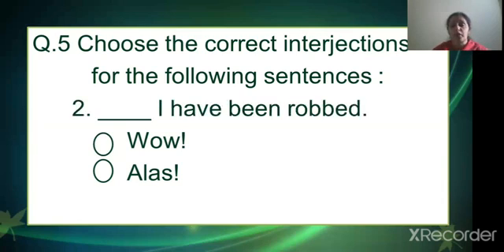Dash, I have been robbed. So you're sad, you're feeling really bad, you're in grief that you have been robbed. So what is the interjection you're going to use here? Yes. Alas, I have been robbed. You're in grief, right? So which is the interjection you're going to use? Alas. A-L-A-S. So we'll select alas.